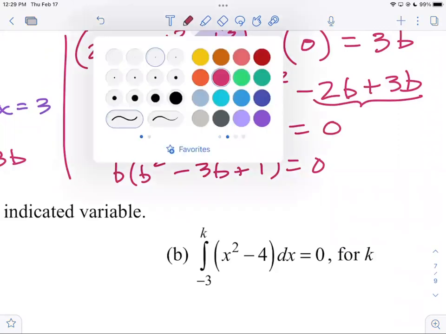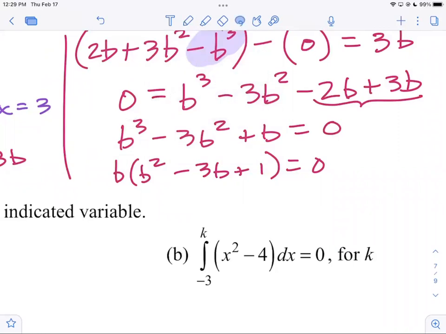Yeah. Are you allowed to use the quadratic formula in calculus? You shouldn't have to. All right. So here's a 1, here's a negative 3, and here's a positive 1. Those are my coefficients. Now, I will go ahead and set b equal to 0. That's one of my possible values. Okay. And then the others are going to be, well, the quadratic formula. B is going to equal.